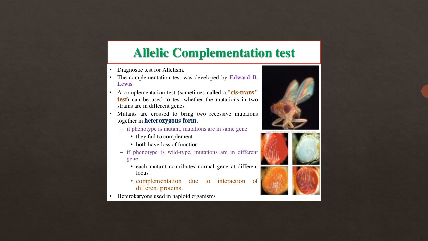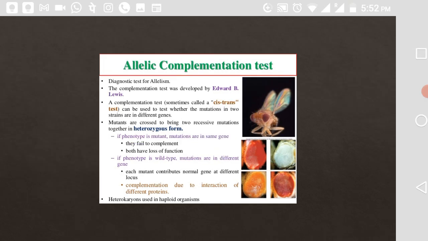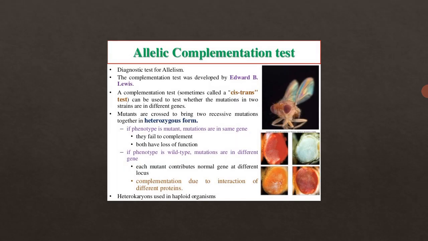As the mutations are present in the same gene, they will fail to complement, and they have a loss of function. The progeny will not be produced. Whereas if the phenotype is wild type, then the mutations are present in different genes. Each mutant contributes a normal gene at a different locus. Complementation is due to the interaction of different proteins.